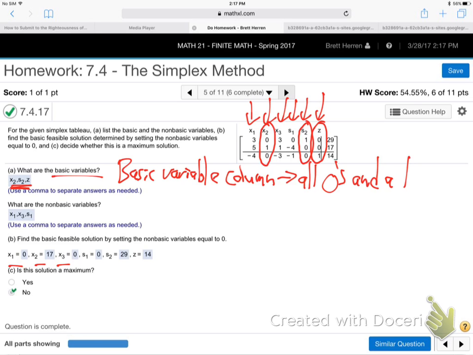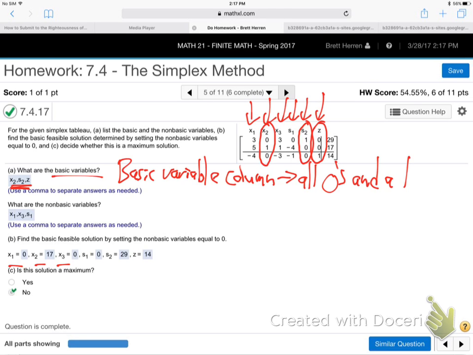Now, I'm not giving you a lot of theory. I don't even remember the theory off the top of my head, to tell you the truth. This is going to be a little bit like magic. Like, why does all this work? I'd be glad to research it with you. I used to teach it more thoroughly, but I've been using the calculator for a few years now, and I've kind of forgot all the theory. But if you're really interested, come by office hours. I'd be glad to dive deeper into the theory with you and show you what's happening. Anyway, basic variables column is all zeros and a one, okay?